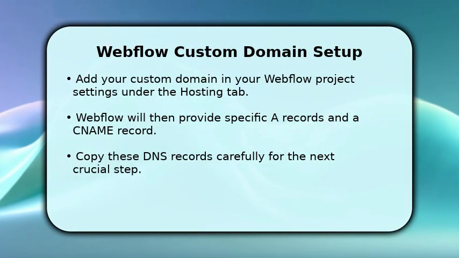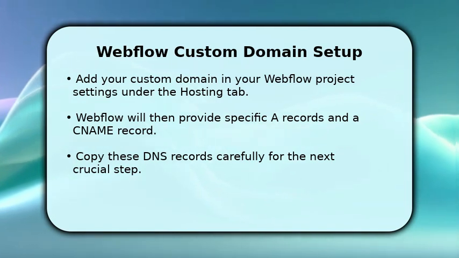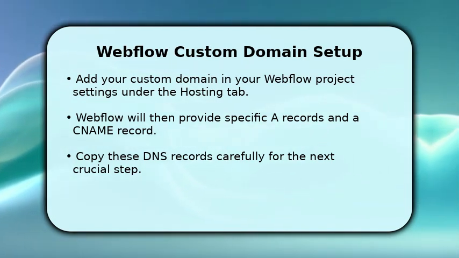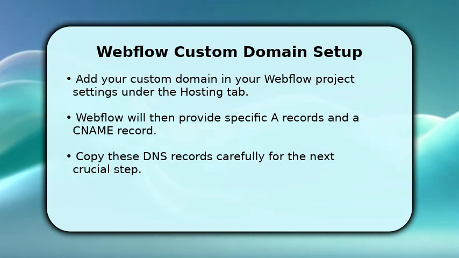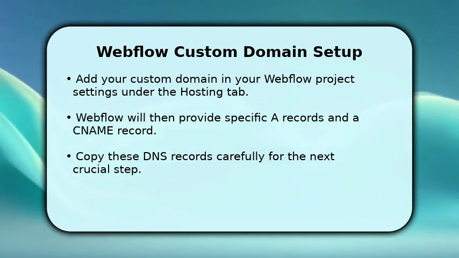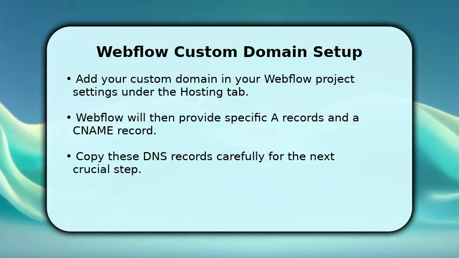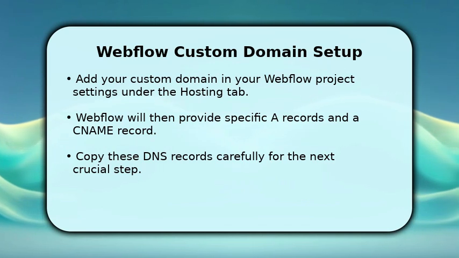To begin, navigate to your Webflow dashboard and select your project. Go to the project settings, then click on the Hosting tab. Scroll down to the Custom Domains section and add your domain name, for example, yourwebsite.com. Webflow will automatically generate the necessary DNS records, including 2 A records and 1 CNAME record. Make sure to copy these values, as you will need them shortly.